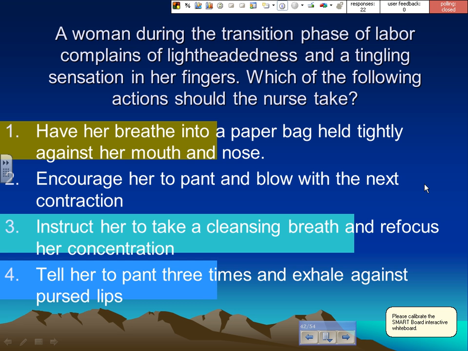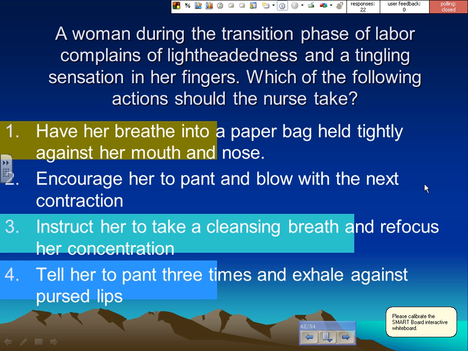So, reading that question, what is it describing? What's happening? She's hyperventilating. Because normally you should not have lightheadedness and a tingling sensation in your fingers when you're in labor. But if you're hyperventilating, then you need to do something to take care of that. And what is the definition of hyperventilation? Yeah, you're blowing off too much CO2. So what you need to do is rebreathe some CO2, right? So number 1 is the correct answer.